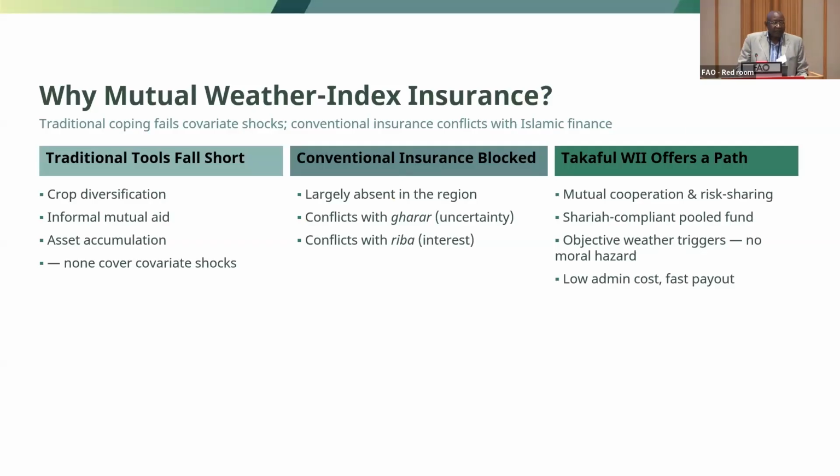And again, another issue in that area is that the population are predominantly Muslims who practice Islam and the Sharia law. The religion seriously influences their belief system, such that in coping with climate change, they put prayers as one of their coping strategies, outside crop diversification, informal mutual aid, asset accumulation, and others.